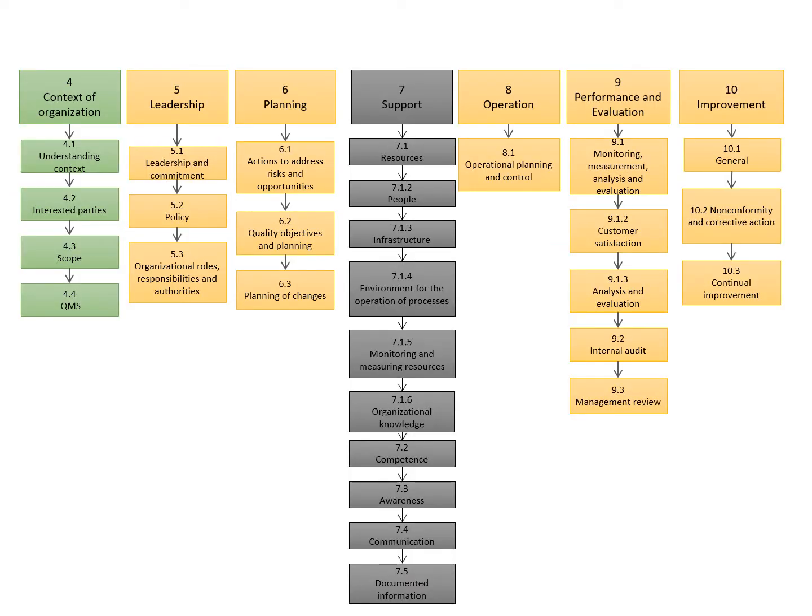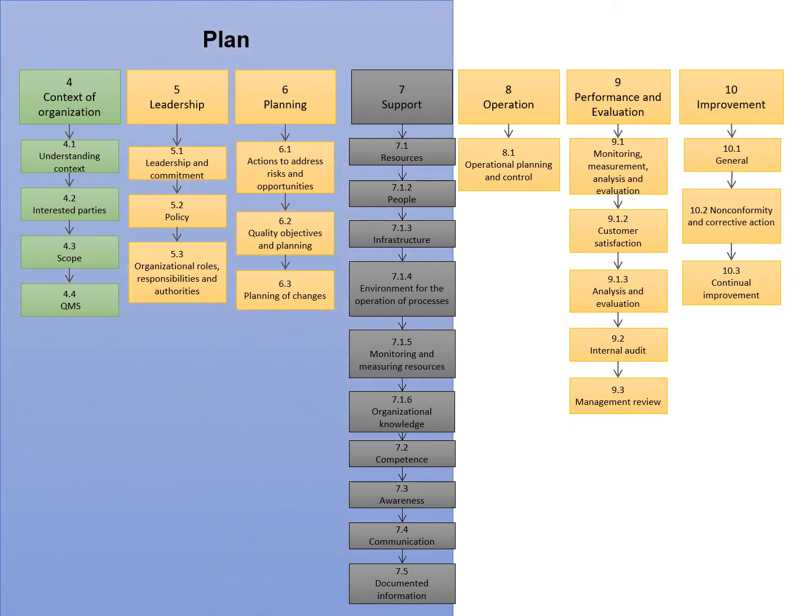In ISO 9001 2015, the main clauses start from clause number 4, which talks about context of the organization. Clause 5 talks about the leadership. Clause 6 talks about the planning. Clause 7 talks about the support services. Support services can be in terms of resources, people, infrastructure, organizational knowledge, competence, awareness, communication, and documented information.